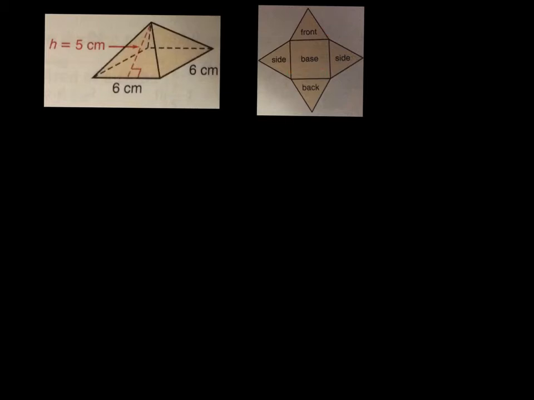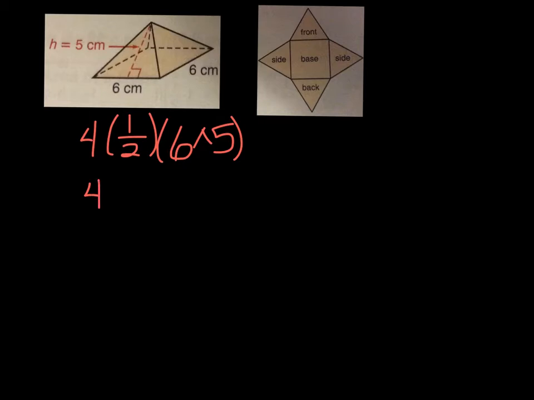So here, for the first triangle, we would have 4 times half of the 6 times 5, because it would be the base times height. So we have 4 times half, 6 times 5 is 30, and half of that is 15. So 4 times 15 would equal 60. So that would be 60 centimeters squared.